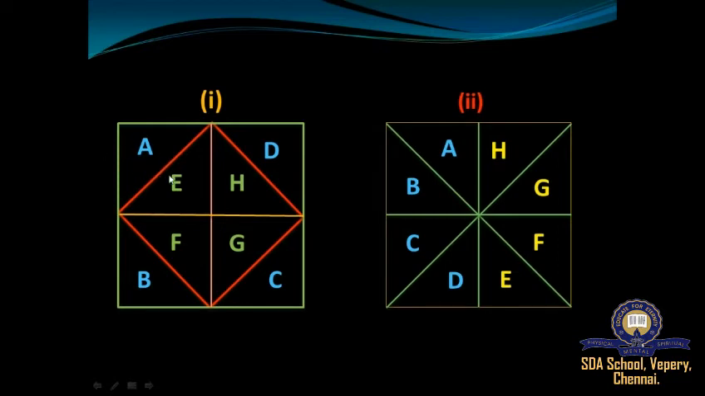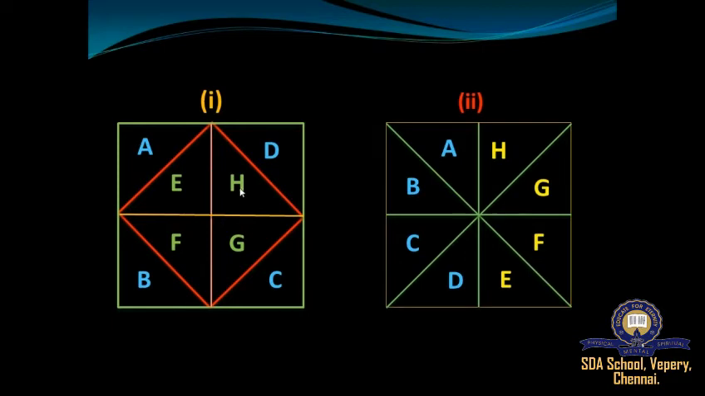Similarly you can take E, F, G, H. Even E, F, G, H form four different triangles. Totally there are 8 triangles, right? A forms one triangle, B forms one triangle, C forms one triangle and D forms one triangle. So the outer portion has 4 different triangles and the inner portion has 4 different triangles, that is E, F, G and H. So there are 8 triangles.